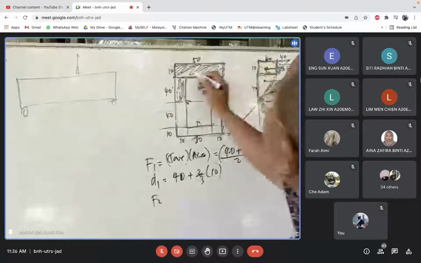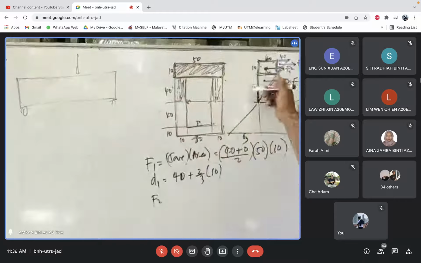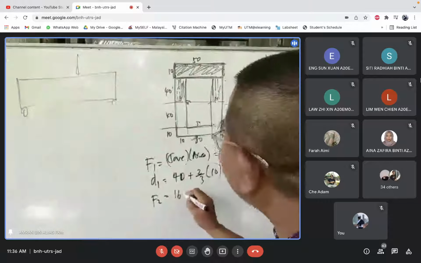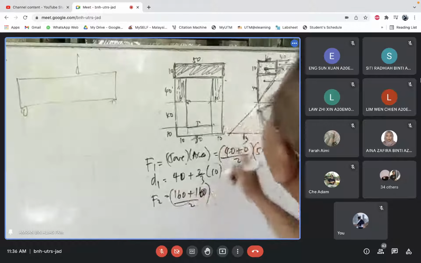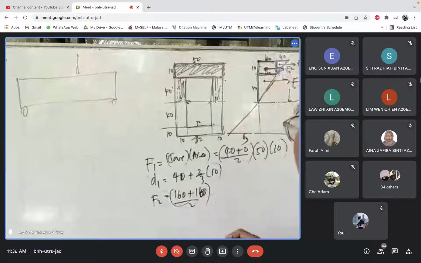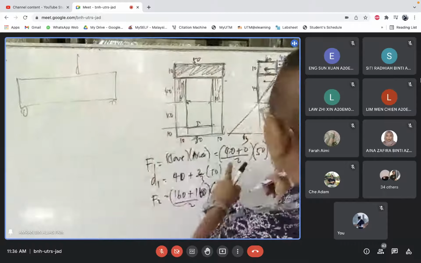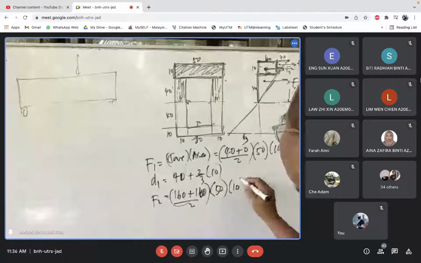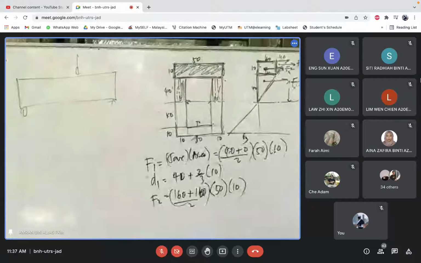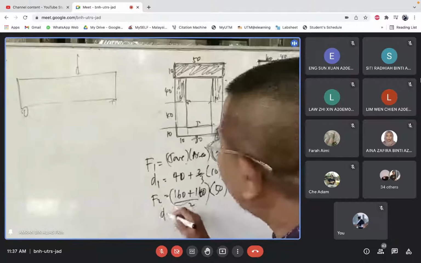From that square here and that square here. The square here is what? 160 plus 160 divided by 2. Average, 160, 160. And the area is still the same with that one, 50 times 10. Are you with me, guys? Yes. And then what's your D2 then?